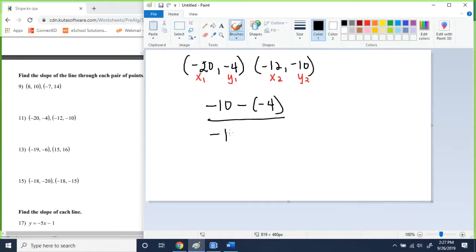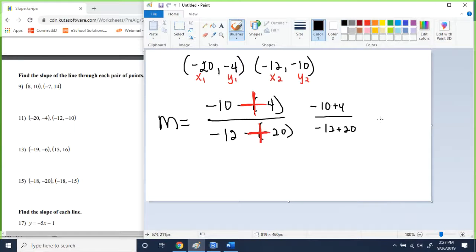We have negative 12 minus, because it's part of the formula, a negative 20. So that's why I'm putting them in parentheses to separate the two negative signs. But with your integer rules, you learn when you have those two negative signs, we make it just a big plus sign. So we really have negative 10 plus 4 over negative 12 plus 20.